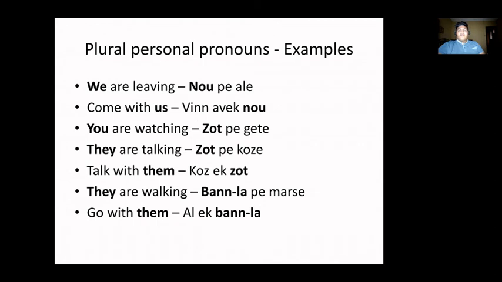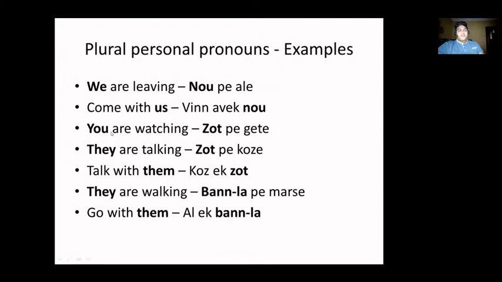Now, you have some examples here of those plural personal pronouns in English first, then in Mauritian Creole. The first example is we are leaving. Nous pe aller. So in Mauritian Creole, the plural personal pronoun we is nous. Now, second example, come with us. In Mauritian Creole is viens avec nous. The plural personal pronoun us in Mauritian Creole is nous.